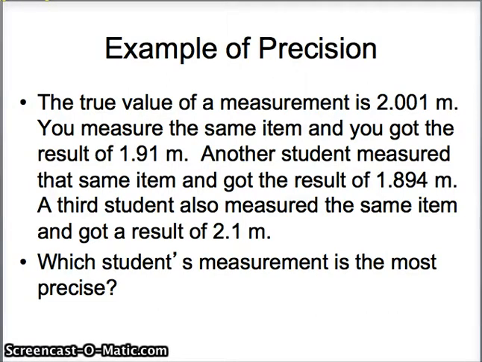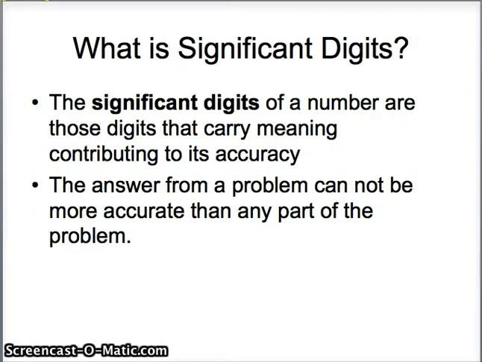So if you have any questions, remember to ask again when we have group discussions. So now it brings us to the question, what exactly is a significant digit?